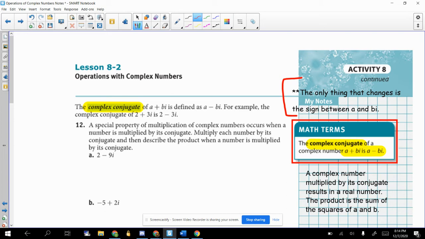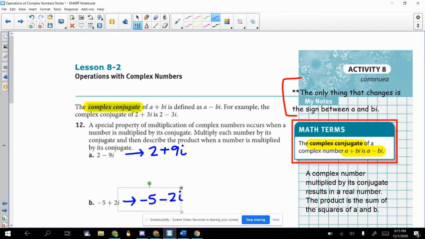For number 12, a special property of multiplication of complex numbers occurs when a number is multiplied by its conjugate. Multiply each number by its conjugate and then describe the product when a number is multiplied by its conjugate. First, let's write what these conjugates should be. If we have 2 minus 9i, the conjugate would be 2 plus 9i. All we have to do is change the sign in the middle. Same thing, if we have negative 5 plus 2i, the conjugate is negative 5 minus 2i.